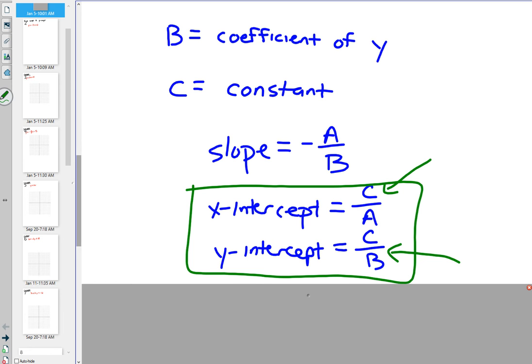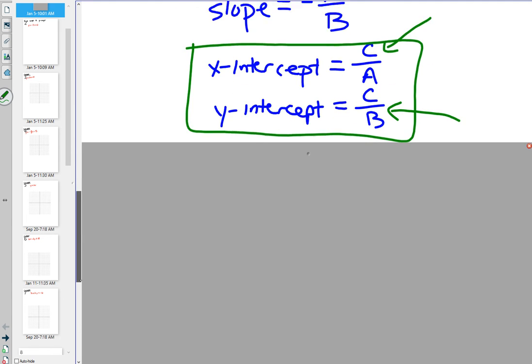C over b. As long as we don't waste too much time eating crispy M&Ms, we'll be able to, they're not crispy, what are they?